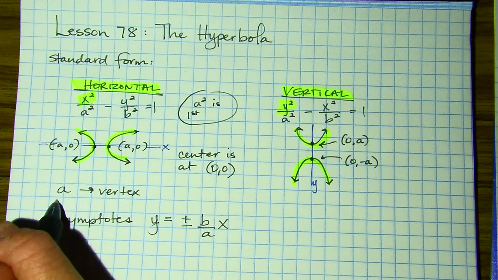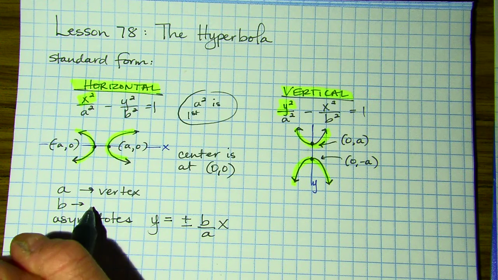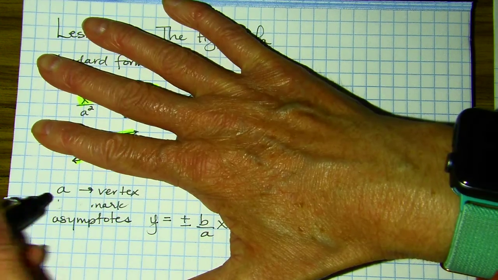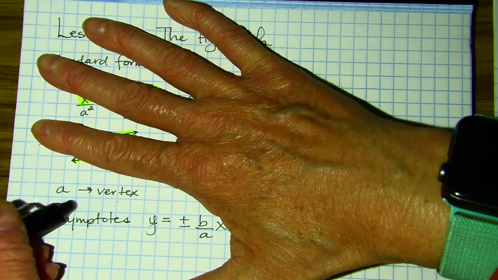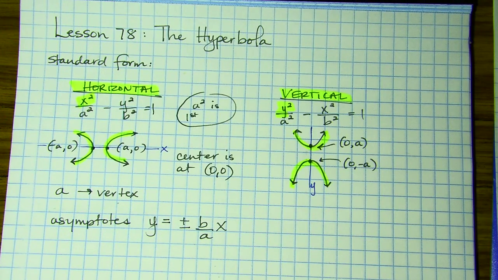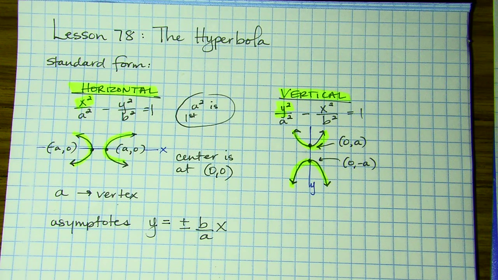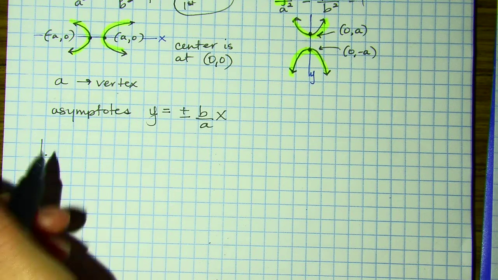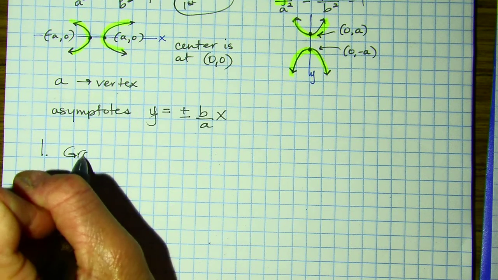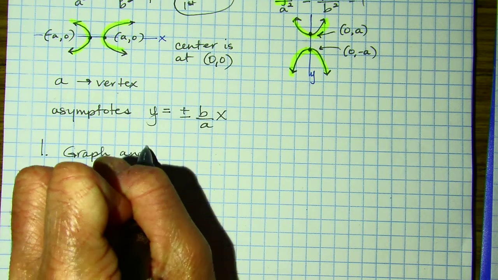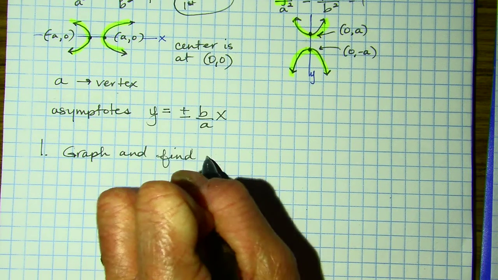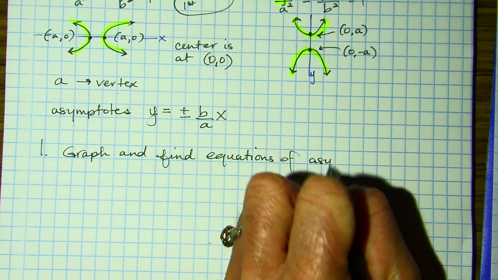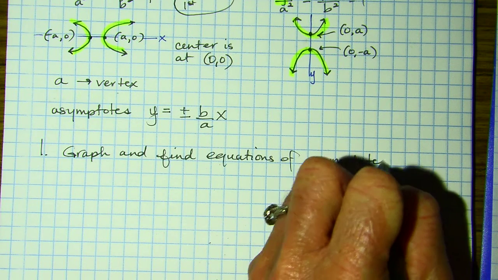And our b value is simply used in the asymptotes; I'll show you how. But most importantly, a gives us our vertex. Our asymptotes are b over a x. So I'm going to do a couple examples with you. Number one, we're going to graph and find equations of asymptotes. And we're going to do 3 examples.